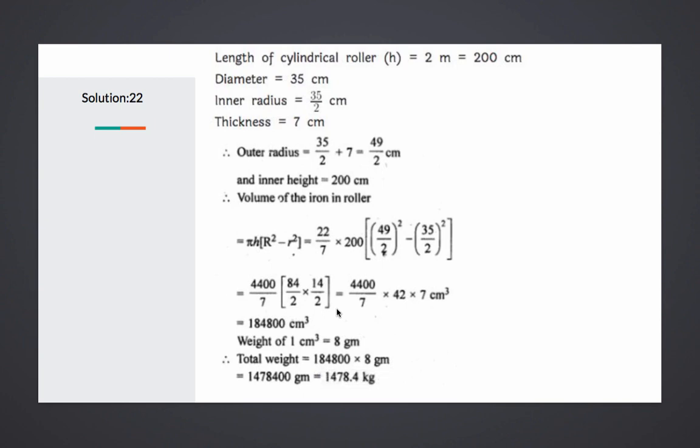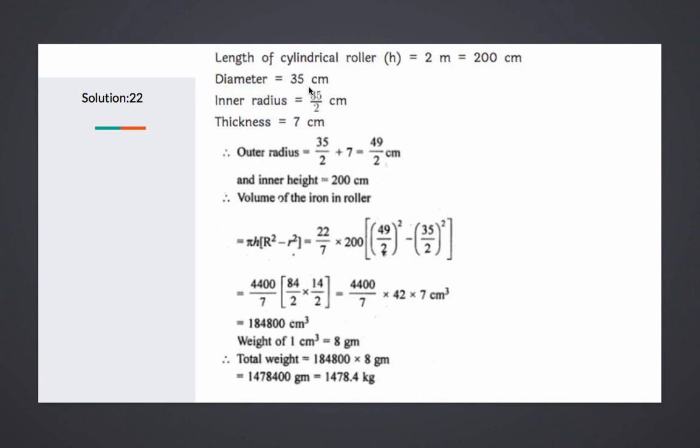Last question, it's a bit different, so I'm taking that question. 22. Okay, question number 22 says a cylindrical roller, again a cylindrical roller, made of iron, 2 meter long. The length of the roller will be the height, that is 2 meter. Okay, its inner diameter is 35 centimeter. The inner diameter is given as 35 centimeters.